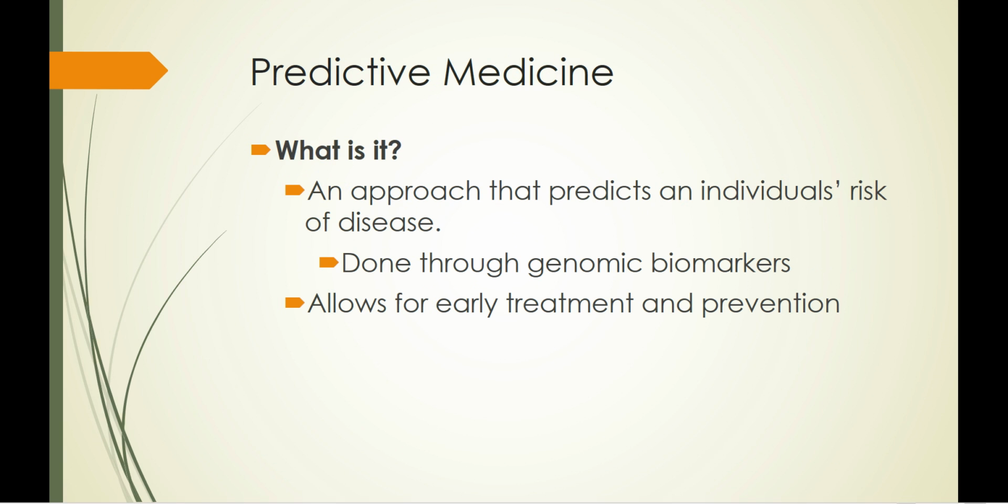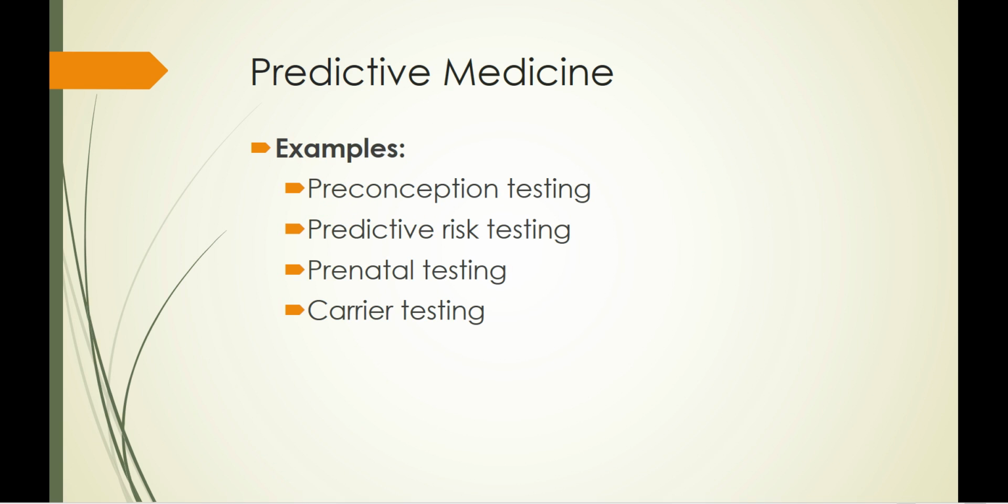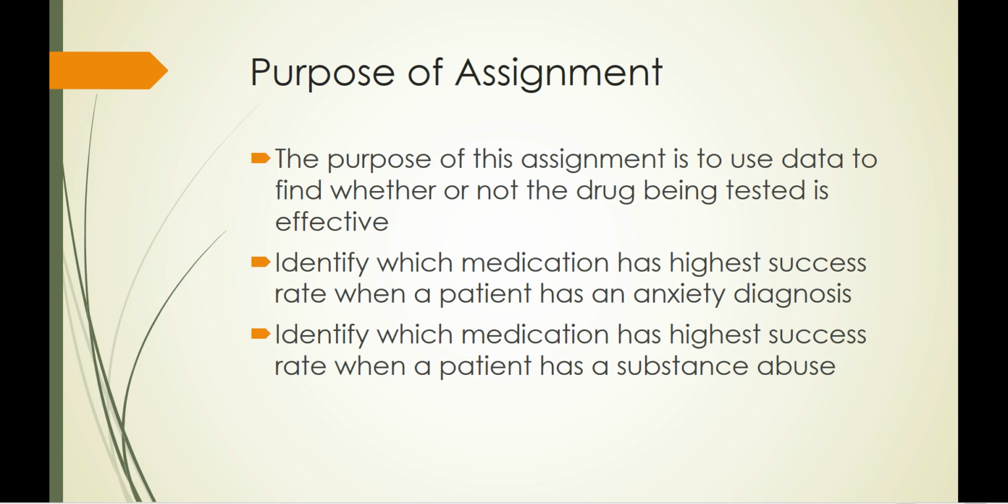So predictive medicine. Predictive medicine is an approach that predicts an individual's risk for disease, and this is done through genomic biomarkers. Through the use of these biomarkers, it allows for early detection and, as a result, early treatment and prevention of the disease. Some examples include preconception testing, predictive risk testing, prenatal, and carrier testing.